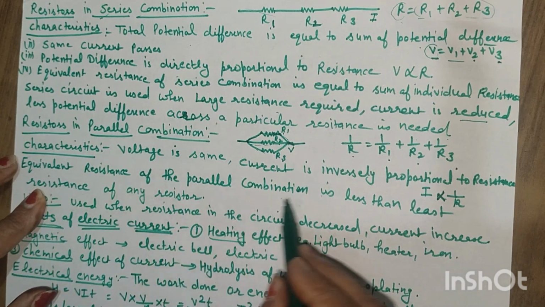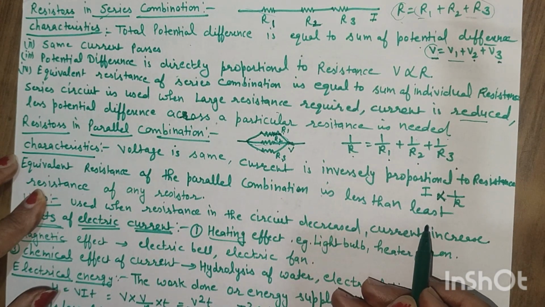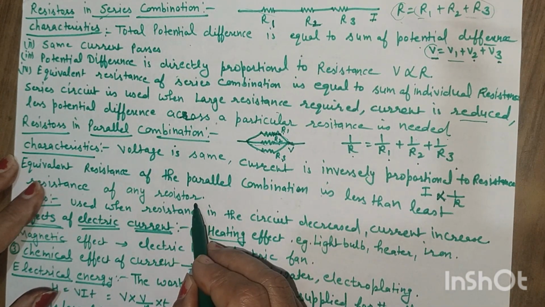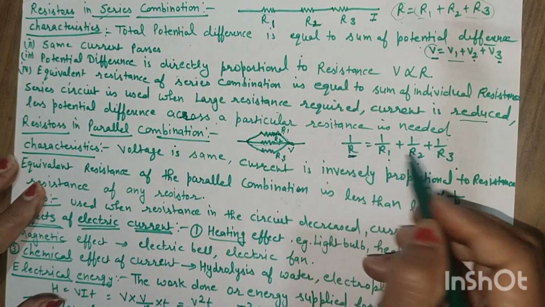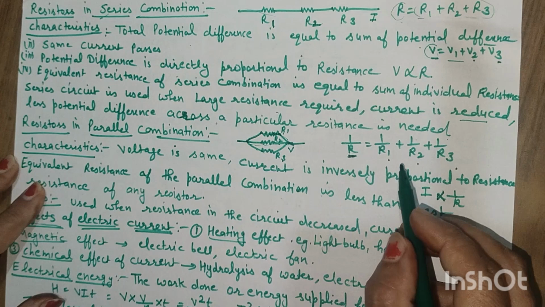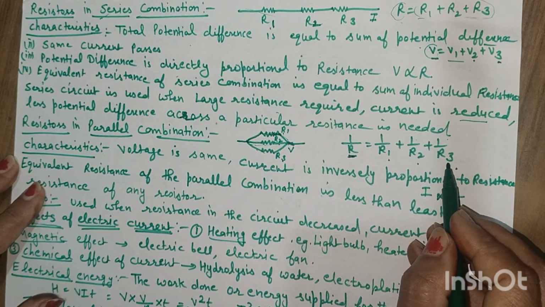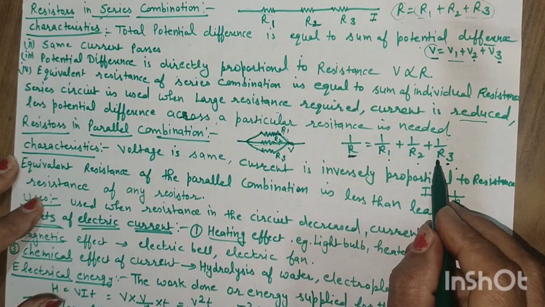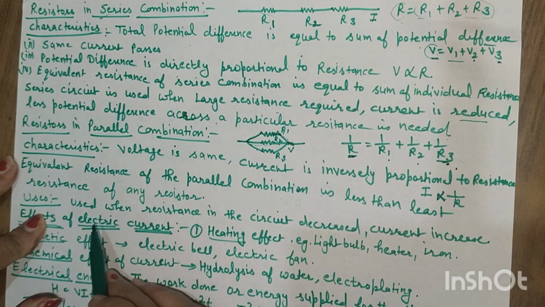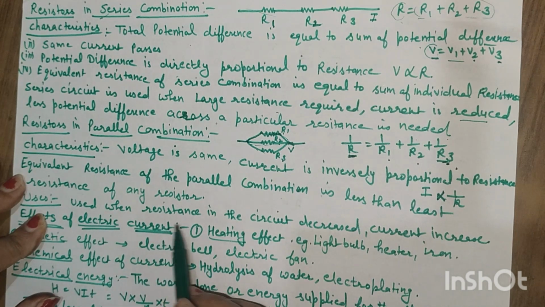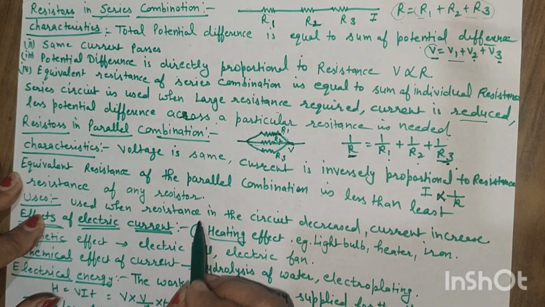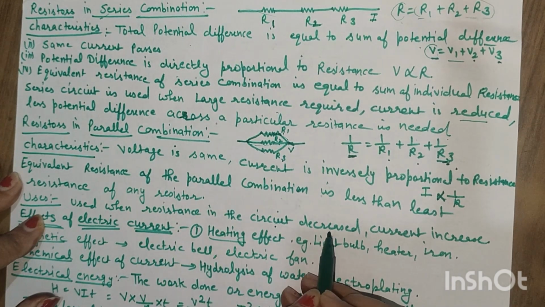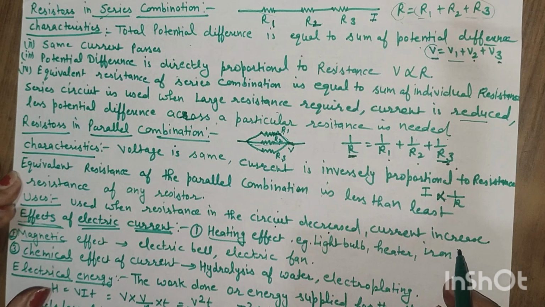Equivalent resistance of the parallel combination is less than the least resistance of any one of the resistors. Now uses: it is used when resistance in the circuit is to be decreased and current increased.